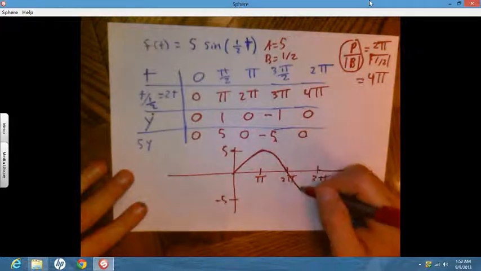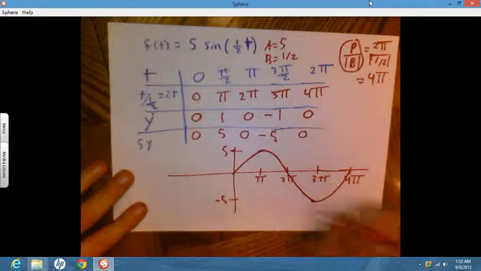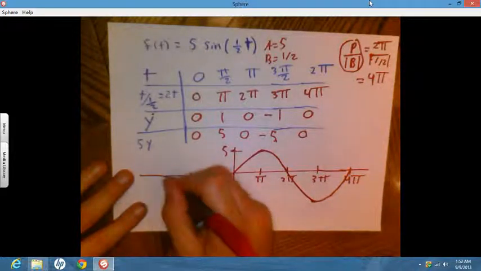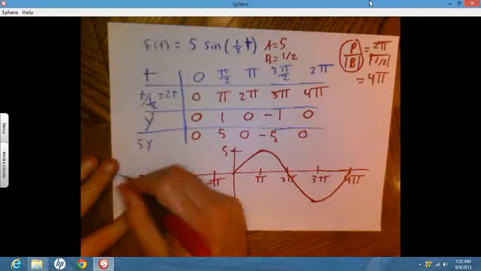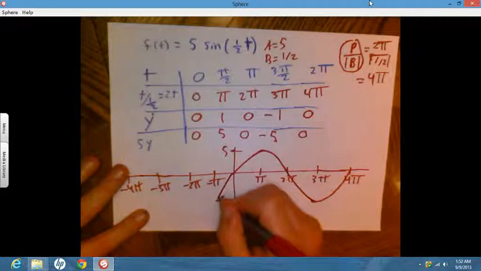So what we do is we go over here. We go over here. It's an odd function, so it's just going to repeat the same over here. And again, it repeats within 4 pi radians. Okay.